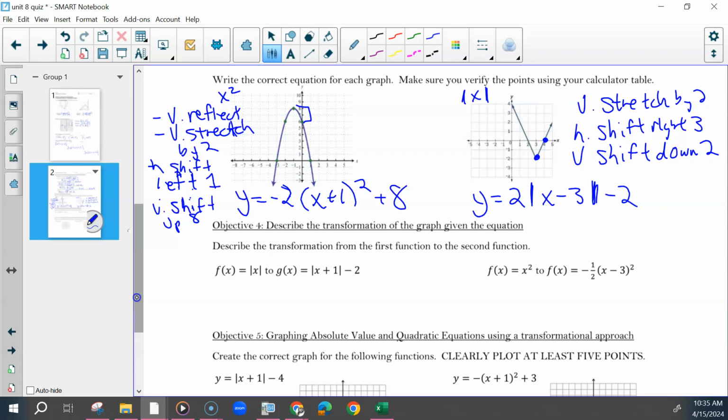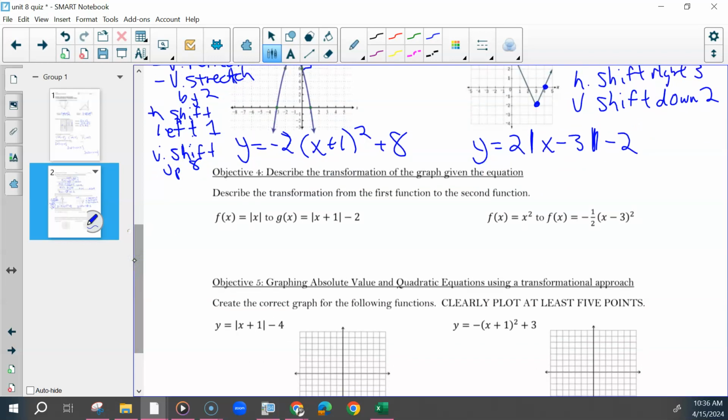Questions there? Remember that with these, you could always put this in your calculator. If I were to put this in and look at the graph or look at the table, I could match the points, match the graph. If it doesn't look exactly the same, I know I'm missing something. So please use your calculator and double check these.